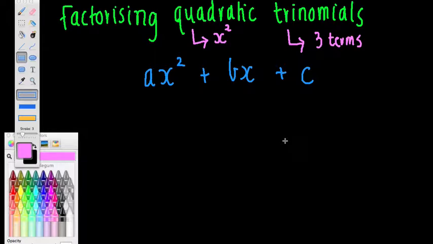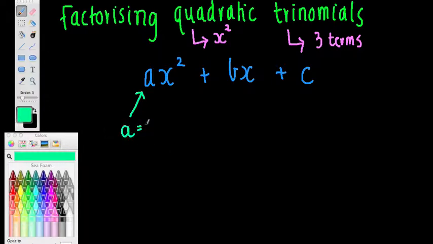Now the particular trinomials that I will look at in this video are where this value here, the coefficient before that x squared term, will be equal to 1. So we'll say a equals 1. These are known as monic quadratic trinomials.